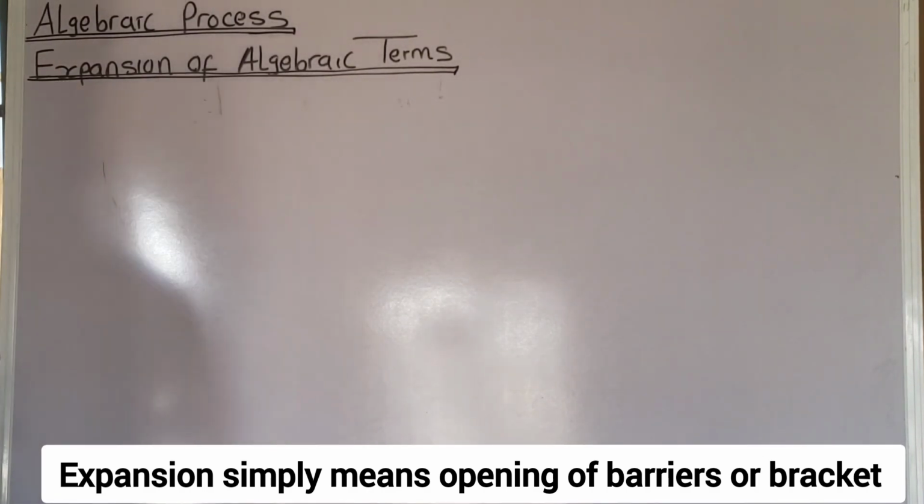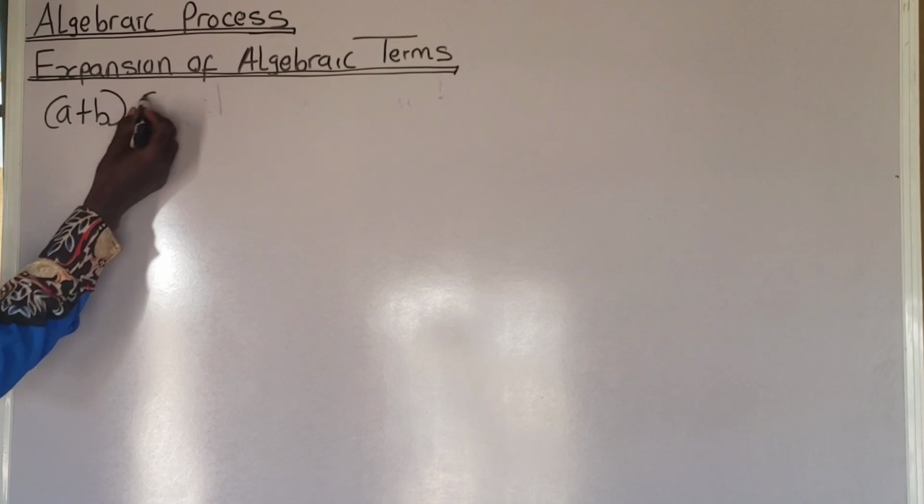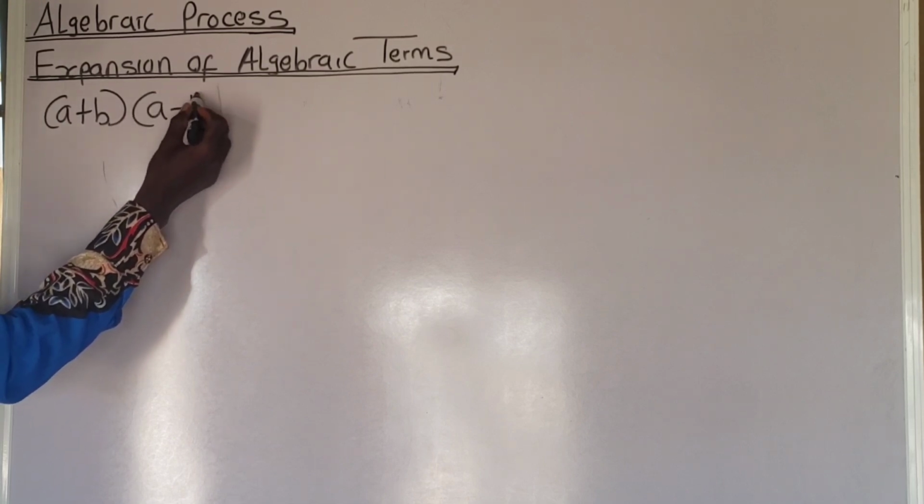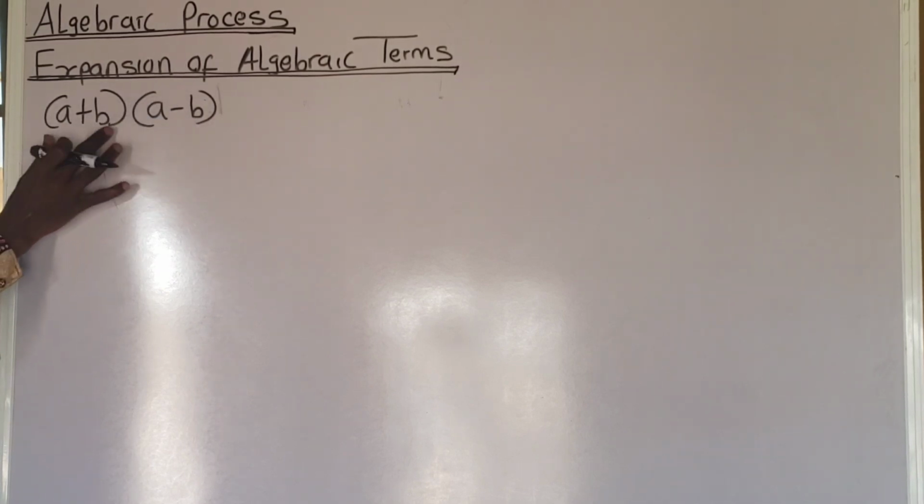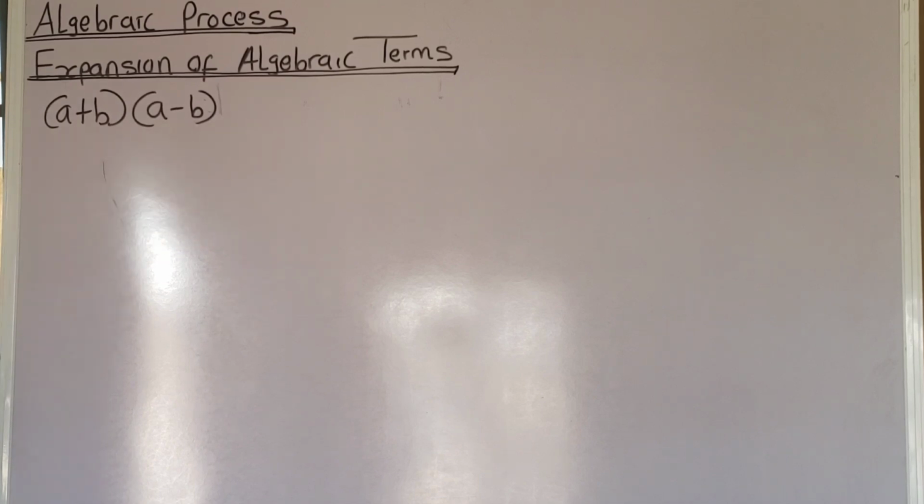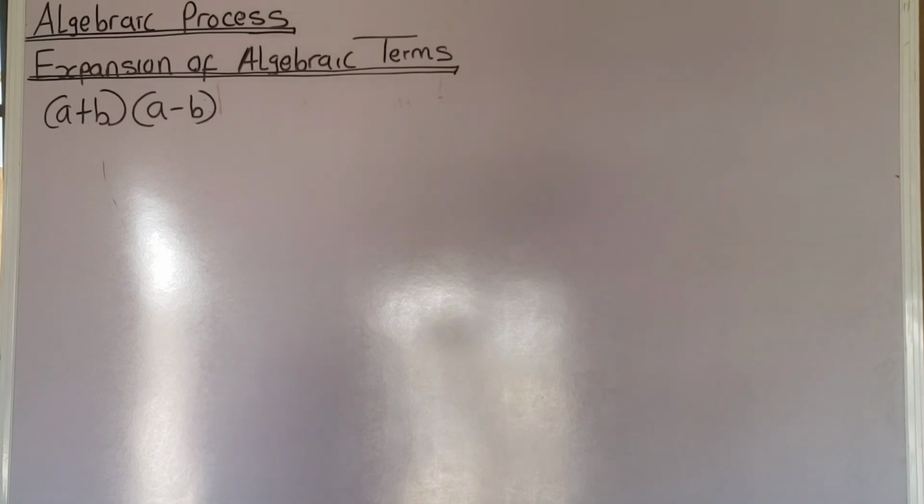For example, let's say, please pay attention, we have (a + b)(a - b), and we are told to expand these algebraic terms. We have two brackets: this is bracket 1 and this is bracket 2. When we open up these brackets, we have already expanded it. So expansion simply means opening of brackets. Are you paying attention? Okay.